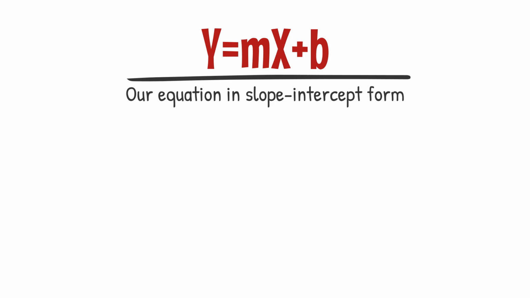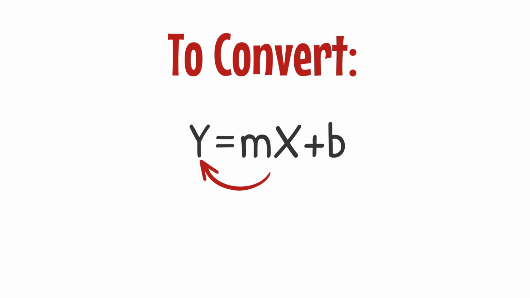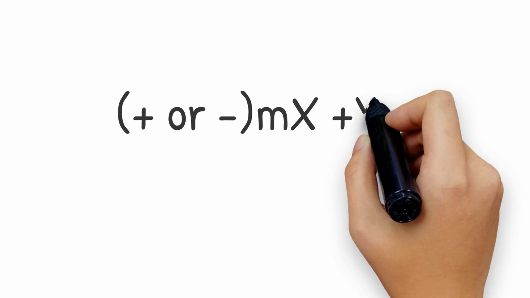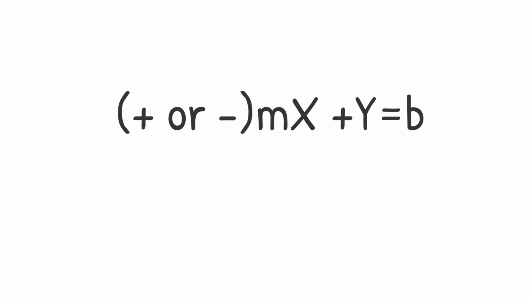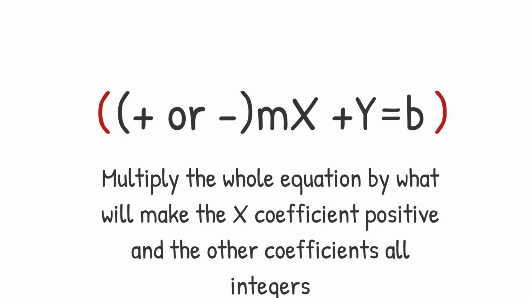Slope-intercept form of a line is y equals mx plus b. To change this into standard form, we start by moving the x term to the left side of the equation. This is done by subtracting, or adding, depending on the sign, mx from both sides. Now we have the equation negative mx plus y equals b. The coefficient of the x term should be a positive integer value, so we multiply the entire equation by an integer value that would make the coefficient positive, as well as all the coefficients integers. This gives us a standard form ax plus by equals c.